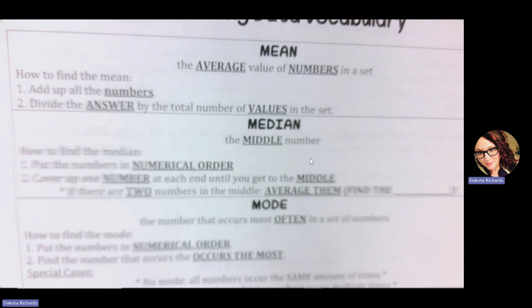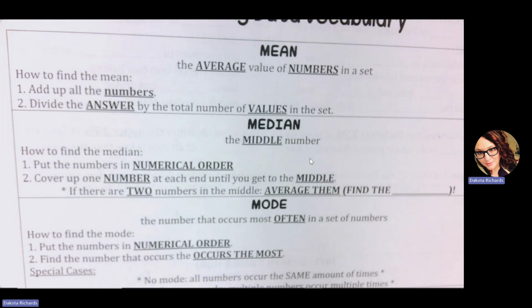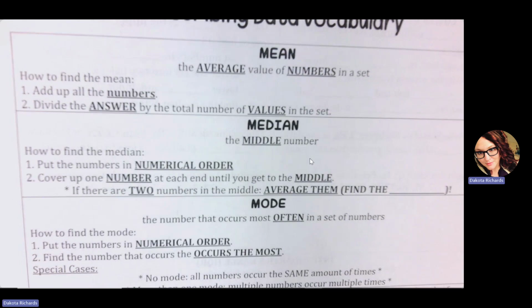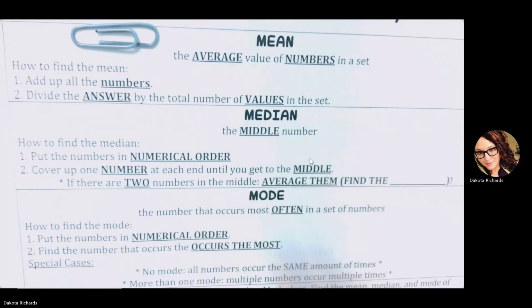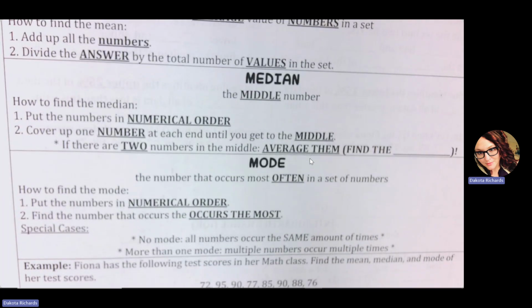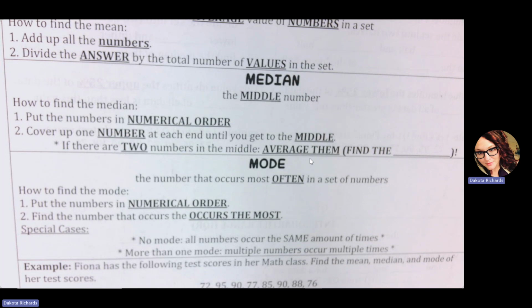So the mean, we talked about this yesterday in the warm-up. The mean is the average value of the numbers in the set. How to find the mean: you add up all the numbers, and then you divide the answer by the total number of values in the set. The median is the middle number. How to find the median: you're going to put the numbers in numerical order. Cover up one number at each end until you get to the middle. If there are 2 numbers in the middle, average them. Find the mean.